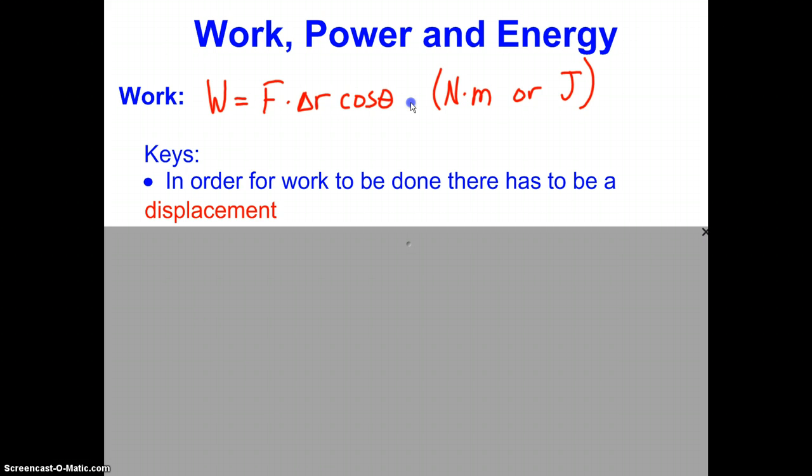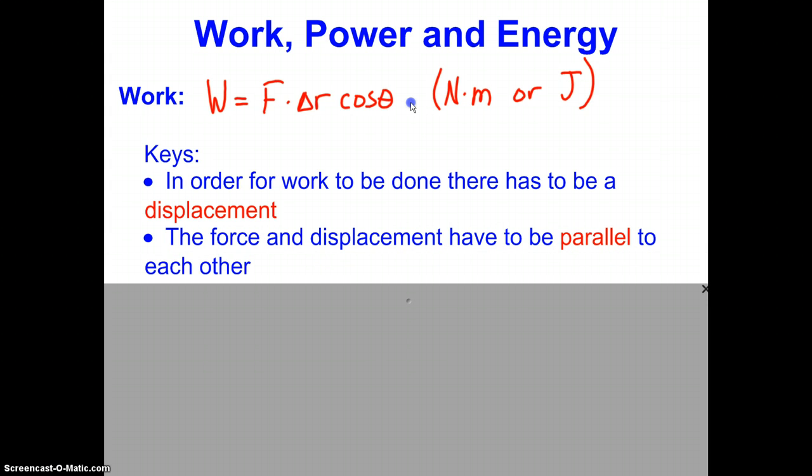So work is a word that has a lot of different connotations depending on the context, but in physics, work is only done when there's a displacement, when a force is applied over a displacement. The second thing that you need to note here is that the force and the displacement have to be parallel to each other. And this is where that cosine trig function comes in.